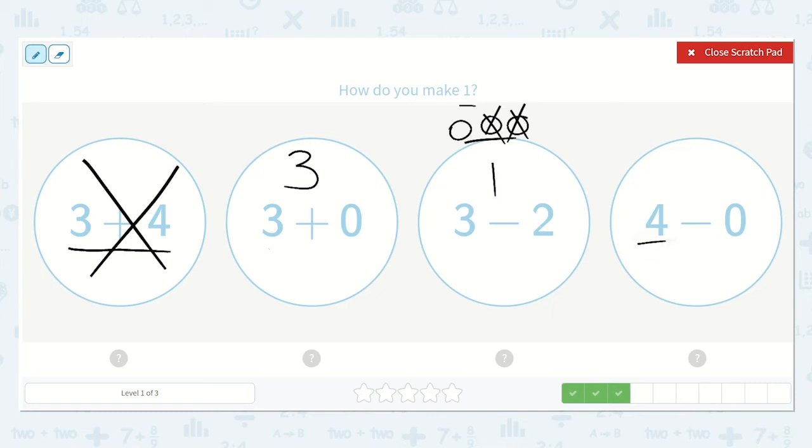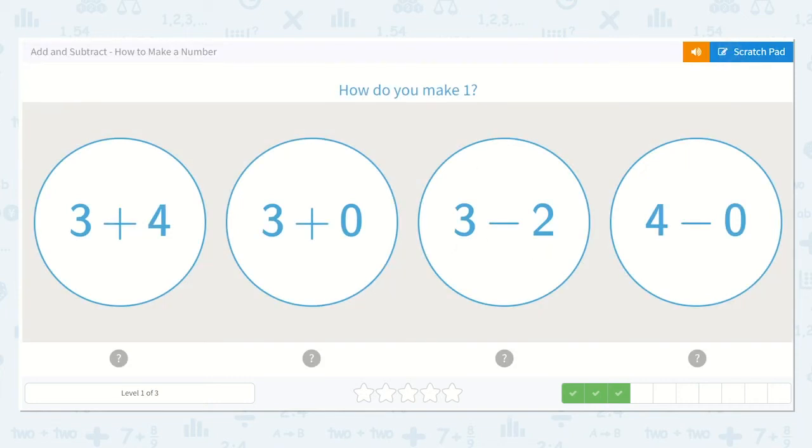And if I have 4 and I take nothing away from it, I will still just have 4. So how did we make 1? 3 minus 2 is equal to 1.